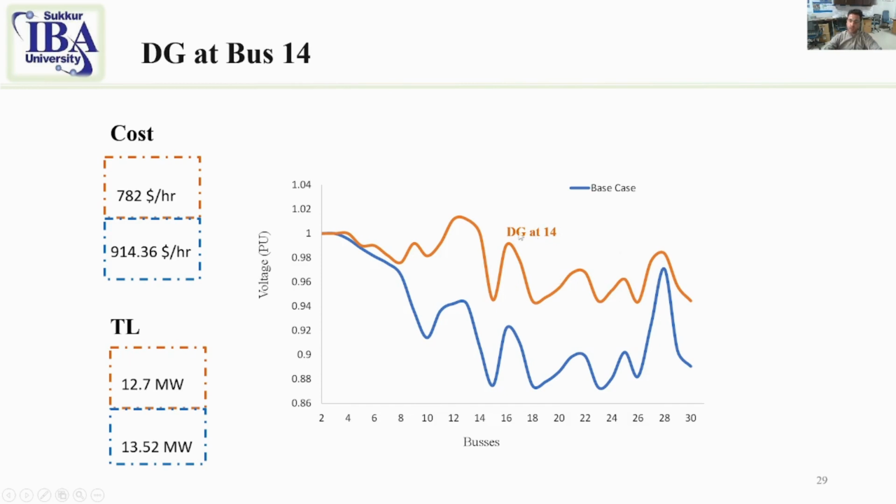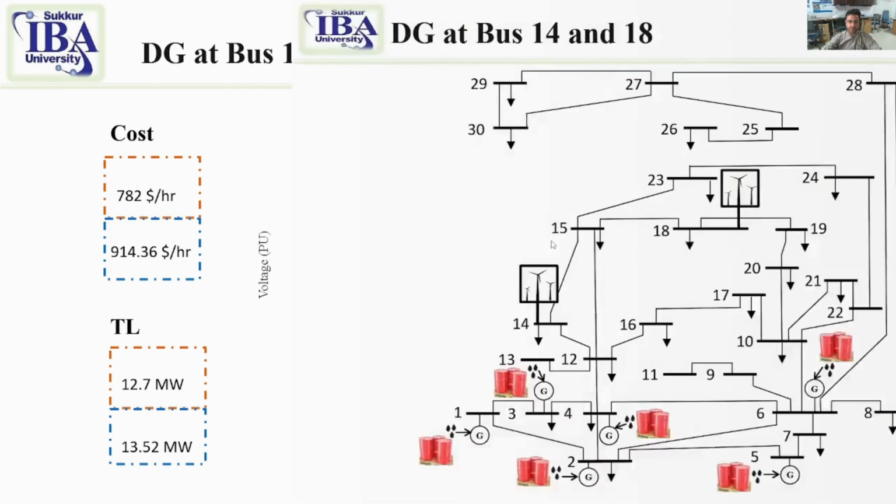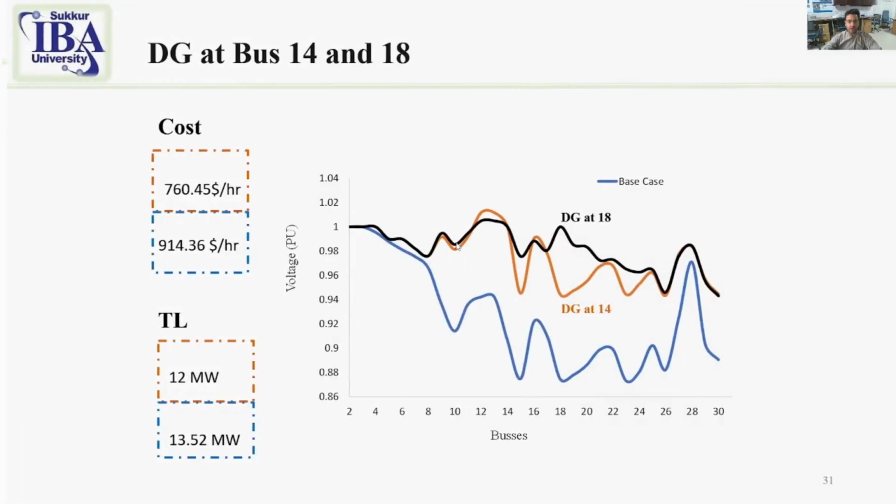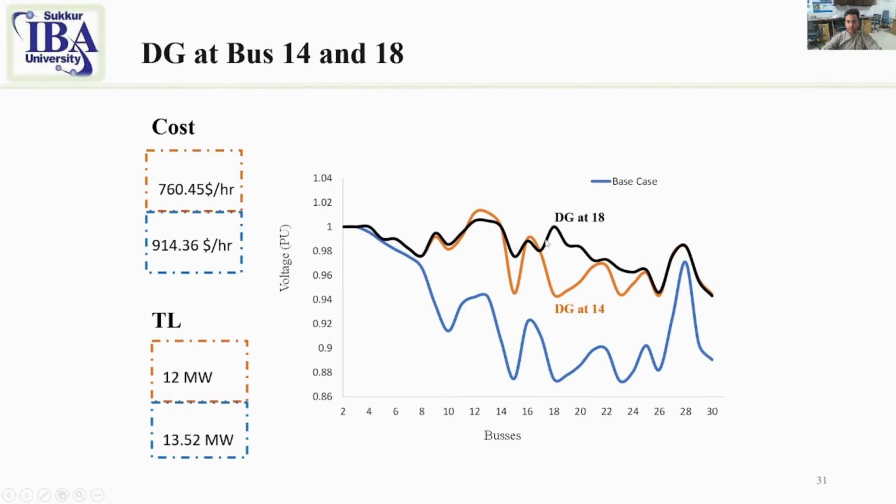Here you can see when we put the DG at bus number 14. Then we put another DG on bus number 18. You can see here we have the result in black for the voltages when we put the DG at bus number 18. So this is improved when we put the DG at bus number 14. The orange shows the voltage level, and then we put the DG at bus number 18. So this is much more improved than the previous case. Also the cost is reduced to 760 and the losses are now 12 megawatt.